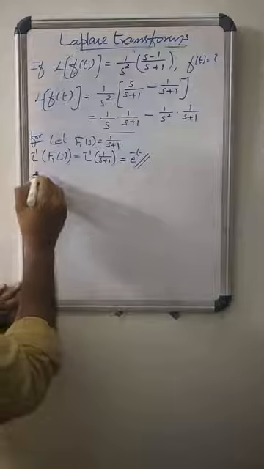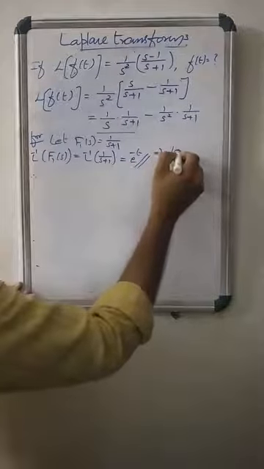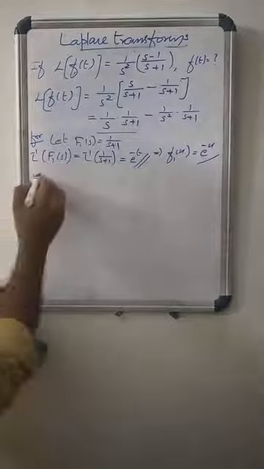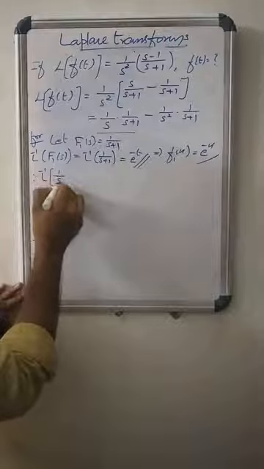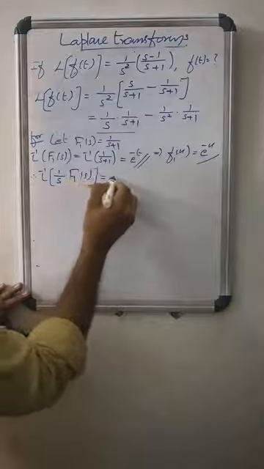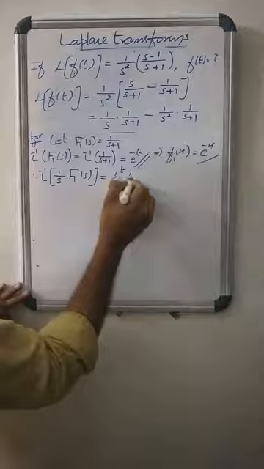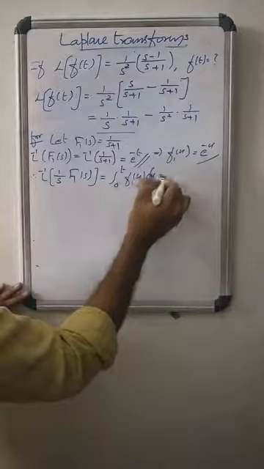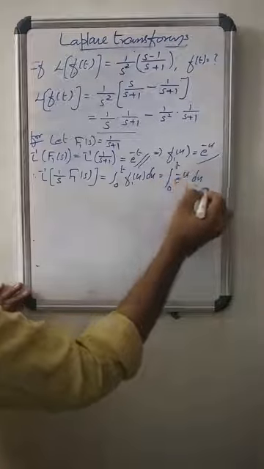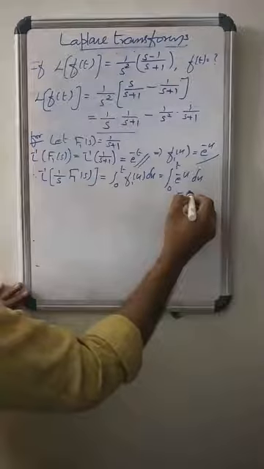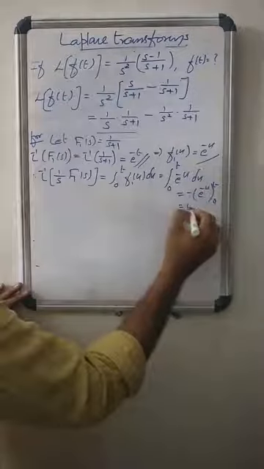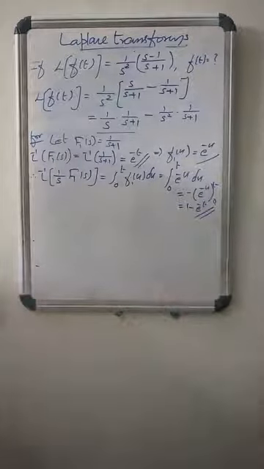Therefore, f1(u) equals e power minus u. Clear? Therefore, L inverse of 1/s into f1(s) is integral 0 to t f1(u) du, which equals integral 0 to t e power minus u du, which equals minus e power minus u from 0 to t, equals 1 minus e power minus t.